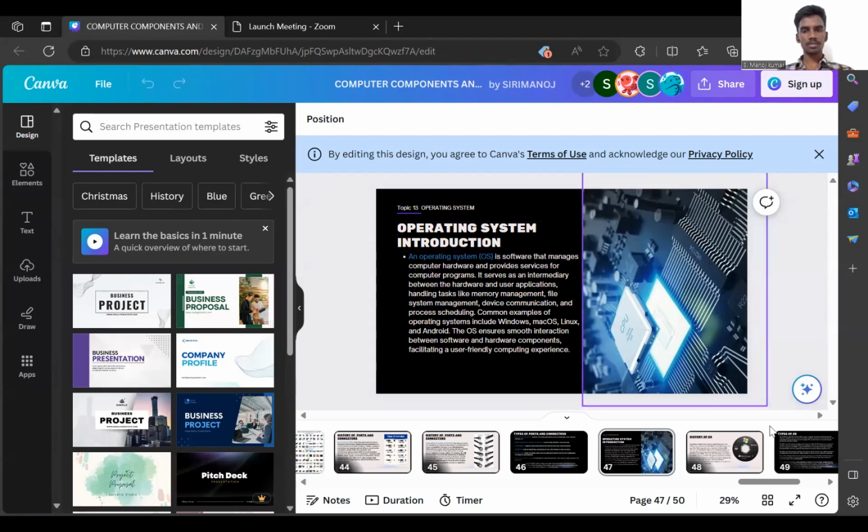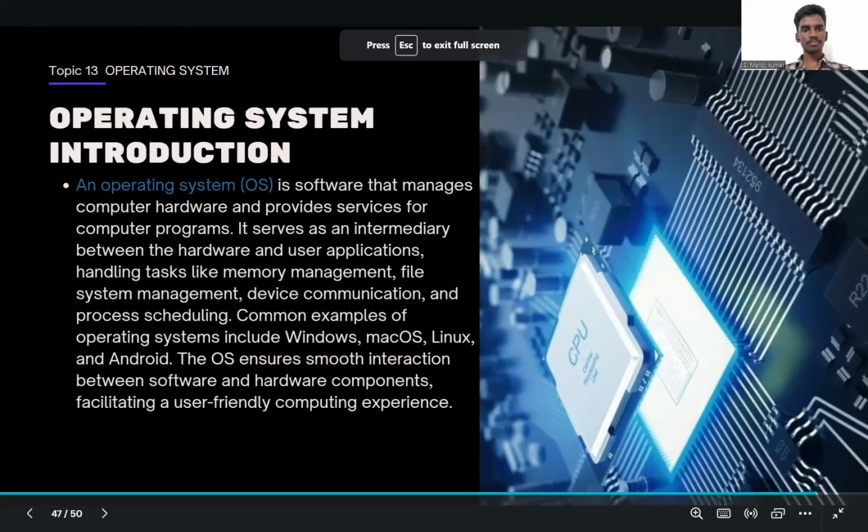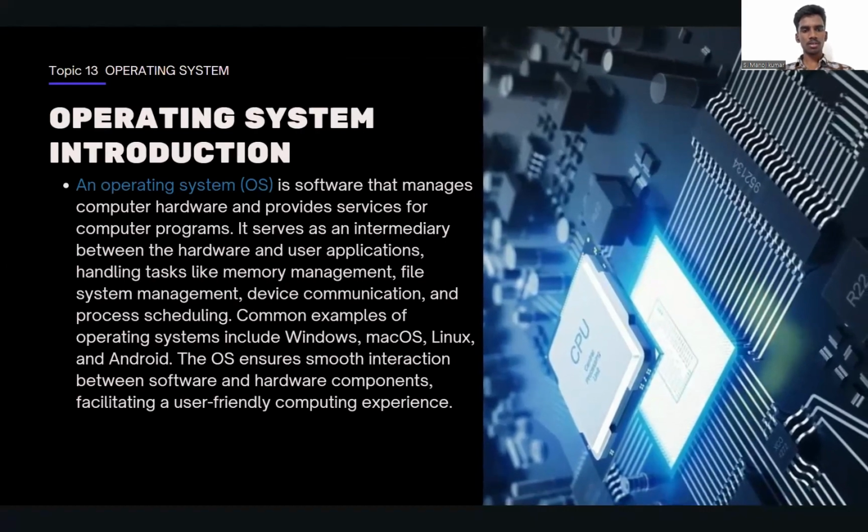An operating system, OS, is crucial software managing computer hardware, bridging user applications and hardware. It oversees tasks like memory and file system management, device communications, and process scheduling. Examples include Windows, Mac, Linux, and Android, ensuring seamless software and hardware interaction for user-friendly computing.